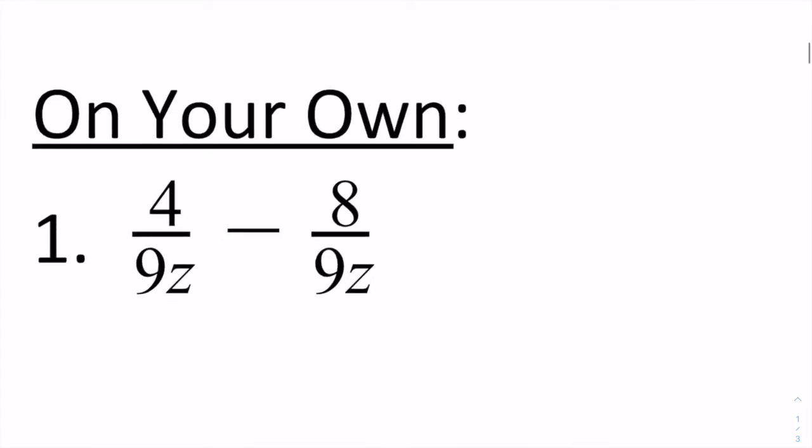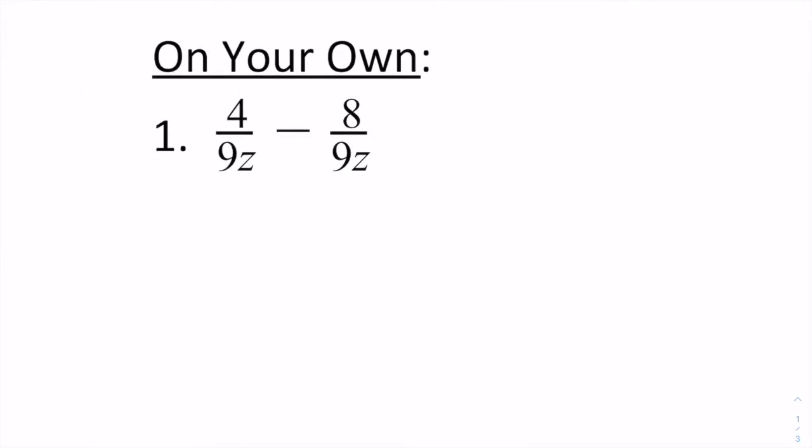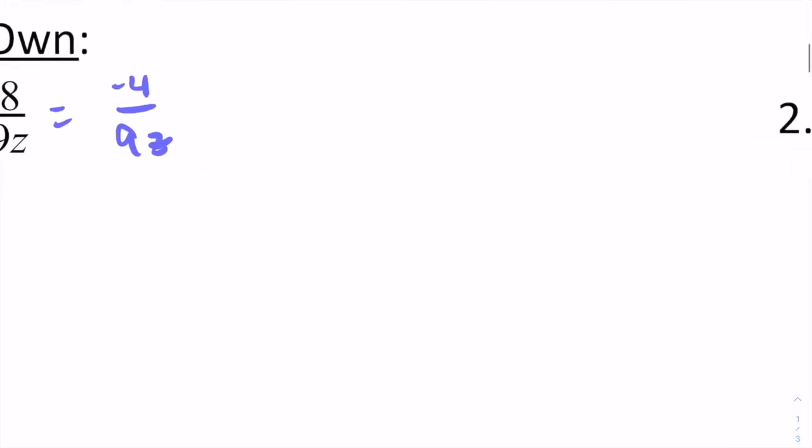Alright, here's the on your own video. For this one, number 1, it looks like negative 4 over 9z. They have common denominators, so that was pretty simple. Let's take a look at the next one.